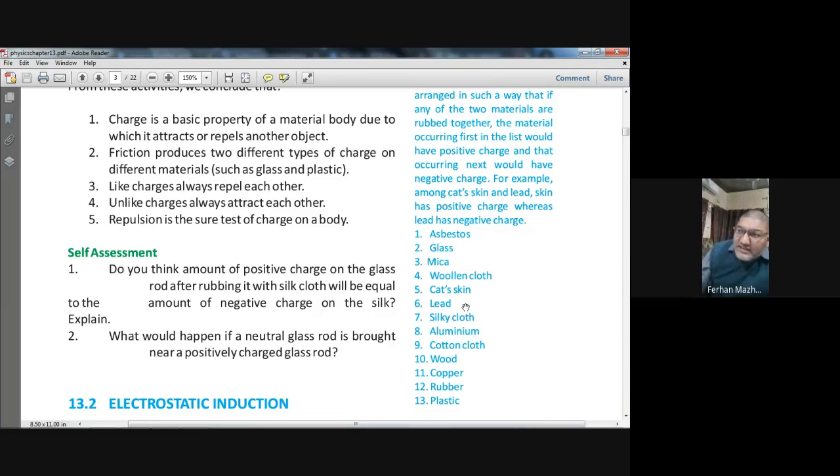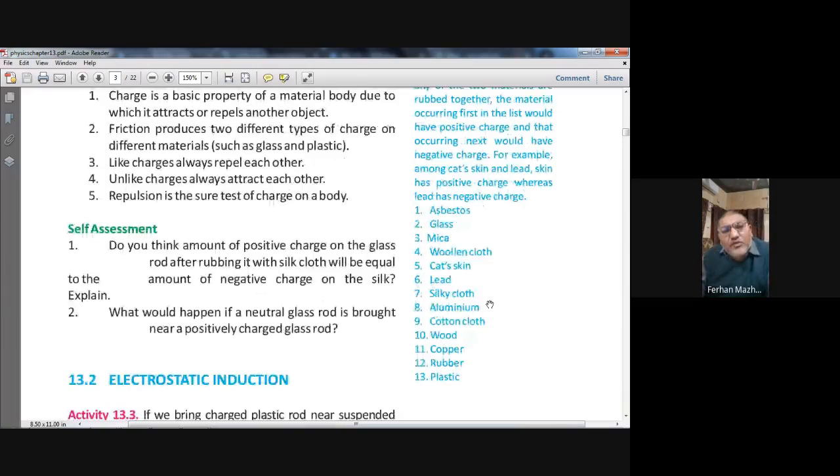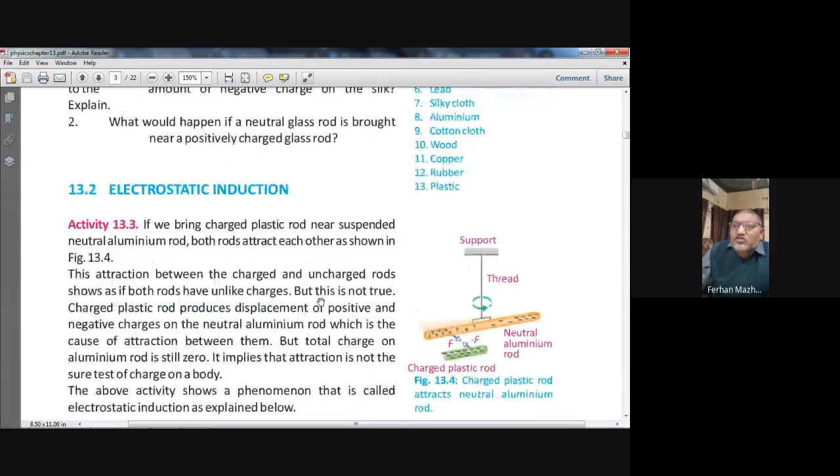You see this list which is showing on your screen, it is very, very important. You don't have to memorize it. But it's very important. Okay, another very important thing is electrostatic induction.